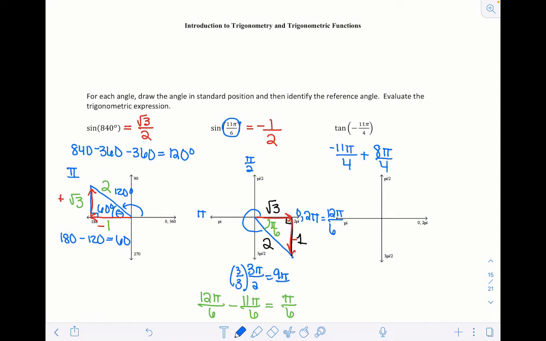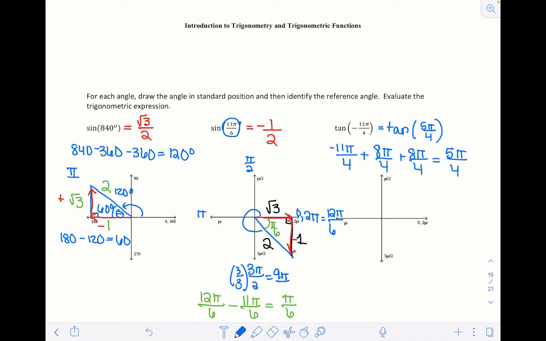And if you add a full rotation, what you'll find is it's still going to be negative. It's going to be negative 3 pi over 4. So if you do want it to be positive, you'd want to add another rotation. So then you end up with positive 5 pi over 4. So tangent of negative 11 pi over 4 is the same as tangent of 5 pi over 4. So let's just work with that angle now.